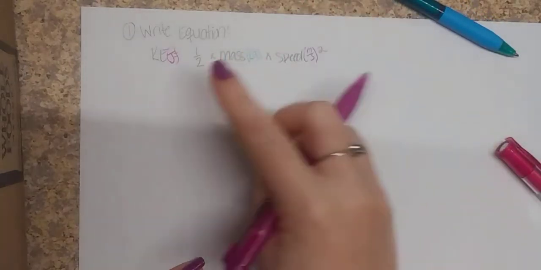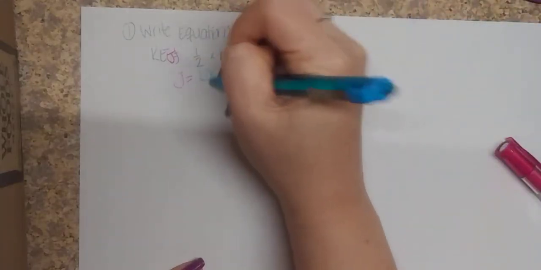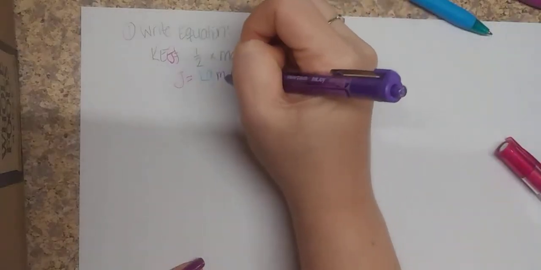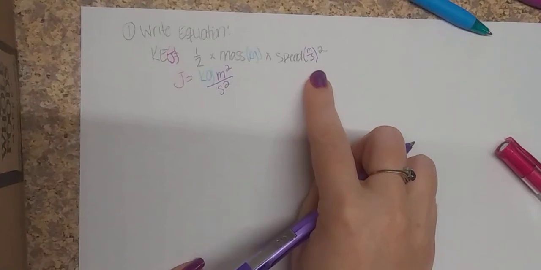I need you to see that these colors are units of measure. So a joule is equal to a kilogram meter squared per second squared. That's where I'm getting it from.